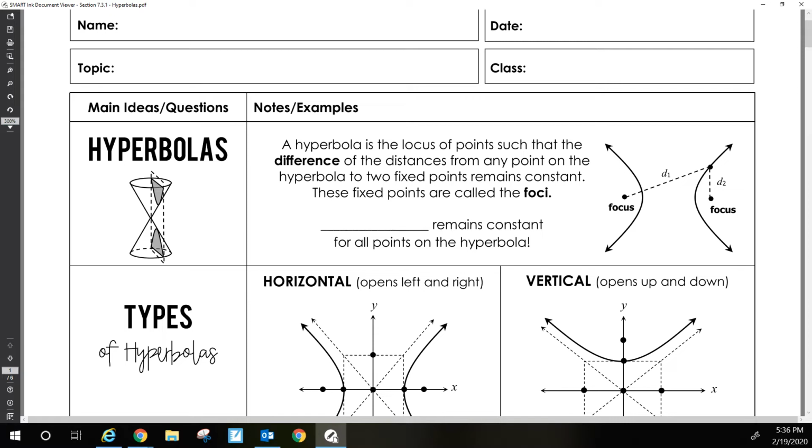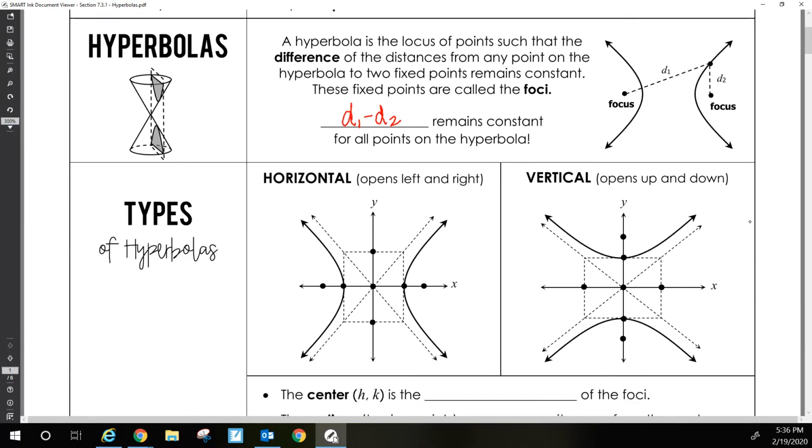So all the points such that the difference of the distances from any point on the hyperbola to two fixed points, just like we had for the ellipse, where we had those two fixed points that were foci, we have foci again in hyperbolas. This time, though, instead of the sum d1 plus d2, it's now going to be d1 minus d2. And that's going to stay constant for all points on our hyperbola.